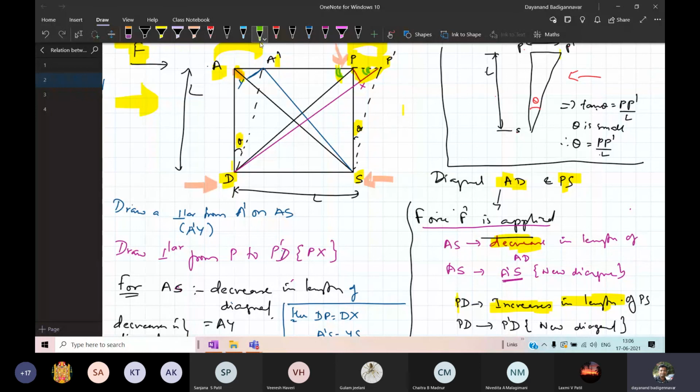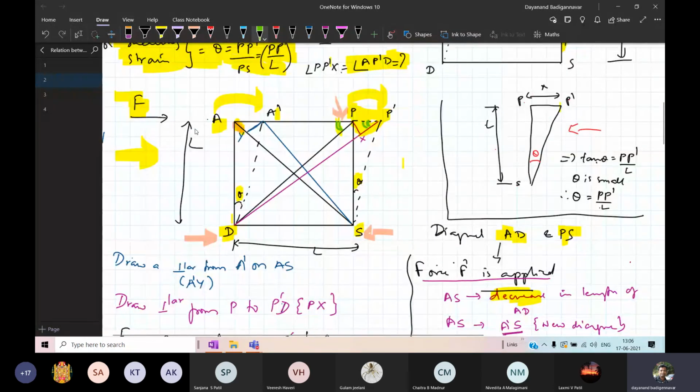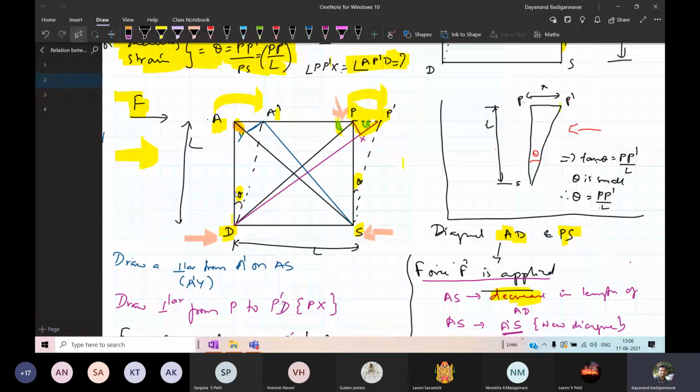So what has happened is that here I have a force that you have applied. Once you apply a force, the body gets sheared. The point A moves to A dash, P will move to P dash, generating an angle theta. This is called the shearing angle or shearing strain. There's a decrease in the diagonal AS, which changes from AS to A dash S. Similarly, AP gets increased to P dash D. Here the diagonal is increasing, here the diagonal is decreasing.